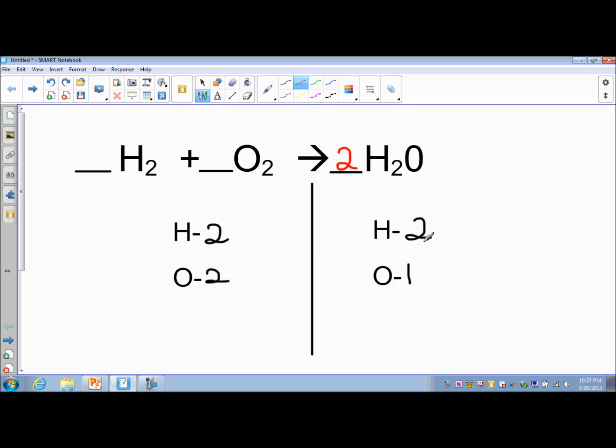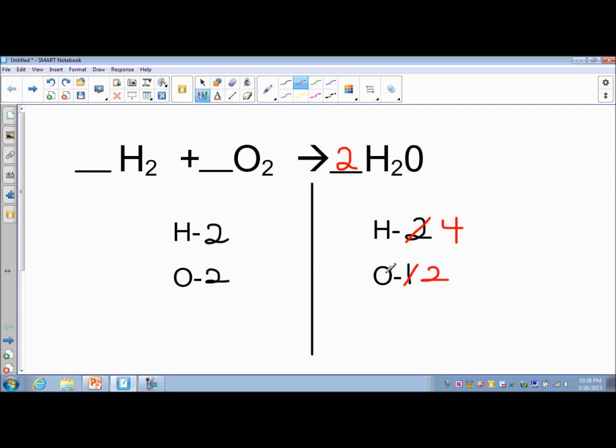So now that I've added this 2 coefficient, I'm going to cross out this 2. And what I'm going to have to do is figure out how many atoms of hydrogen I have. So once again, I'm going to take my subscript 2, and I'm going to multiply it times my coefficient 2. So 2 times 2 equals 4. So I have 4 hydrogens on my product side. Next, I'm going to look at my oxygen. It has an invisible 1 there, so 1 times my coefficient, 2. So my new number over here is going to be 2.